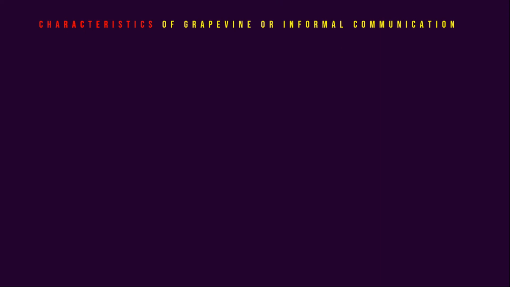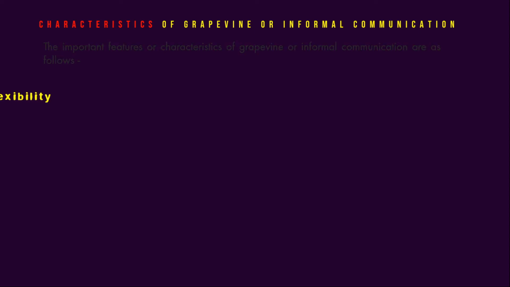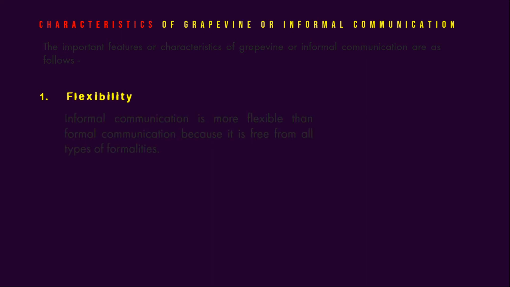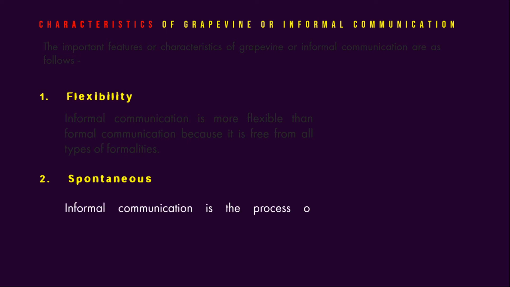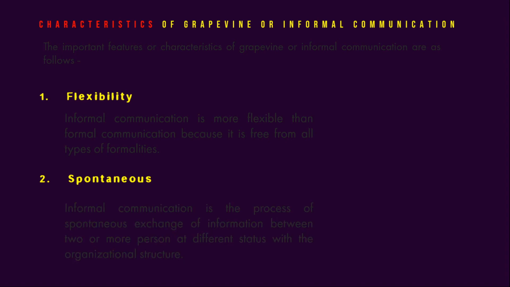Characteristics of grapevine or informal communication. The important features or characteristics of grapevine or informal communication are as follows. Flexibility: informal communication is more flexible than formal communication because it is free from all types of formalities. Spontaneous: informal communication is the process of spontaneous exchange of information between two or more persons at different status within the organizational structure.